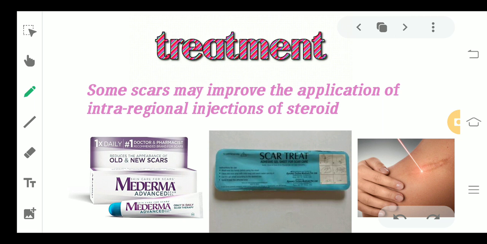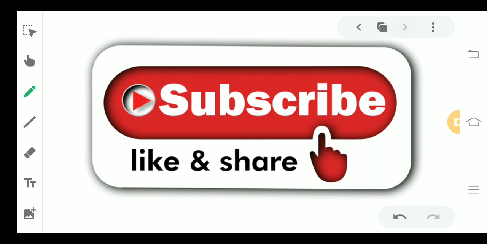Coming to the treatment, most prominently what we used to do is give intralesional injections of steroids. But right now, other means of treatment are also possible, like there are some ointments or gel patches and laser surgeries. These are some of the common treatment methods we can use to lighten or make the scar disappear. So this was all about the difference between the keloid scars and the hypertrophic scars.